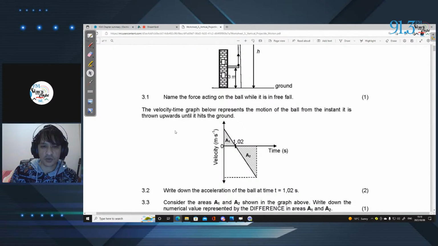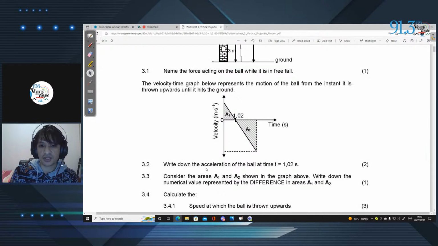In the next part, they show us a graph, and this often throws students off because this is where your concept of reference and direction comes into play. Because remember, velocity is a vector, and vectors have direction. So the velocity time graph below shows the motion of the ball from the instant it is thrown upwards until it hits the ground. 3.2, write down the acceleration of the ball at time t equals 1.02 seconds.